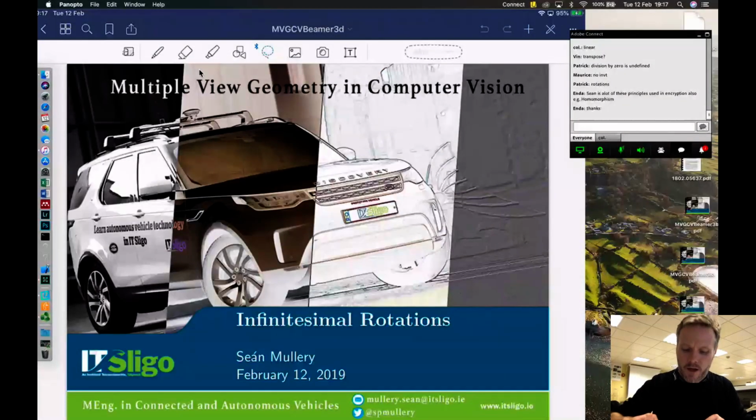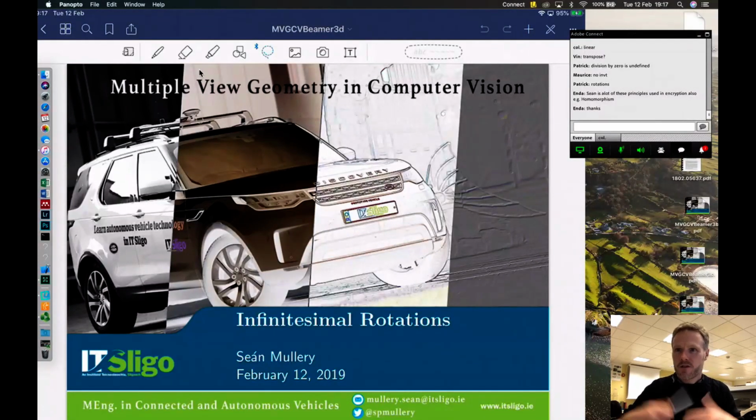Okay, so hi everyone. What we're going to look at in this short lecture is infinitesimal rotations. And as I mentioned to you in the previous lectures, we have real problems when it comes to three-dimensional rotations and how to deal with them.